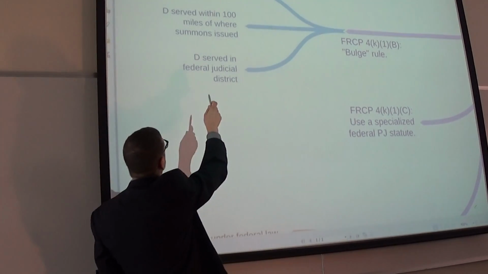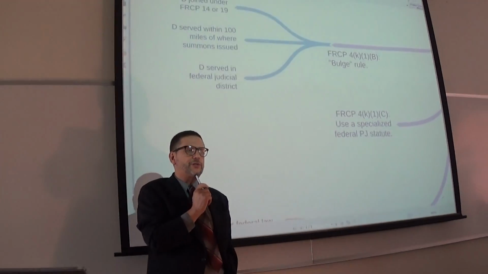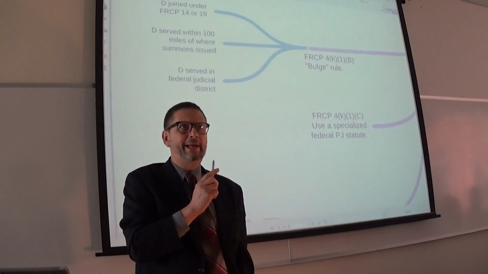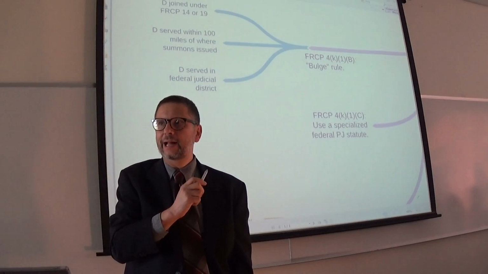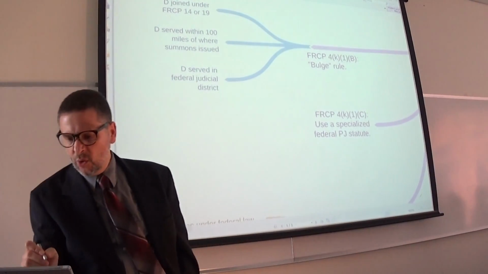4K1B is the Bulge Rule. The Bulge Rule has three requirements. First, the defendant who's being brought in, in other words, the defendant against whom PJ is being asserted, must have been brought in under Rule 14 or 19.